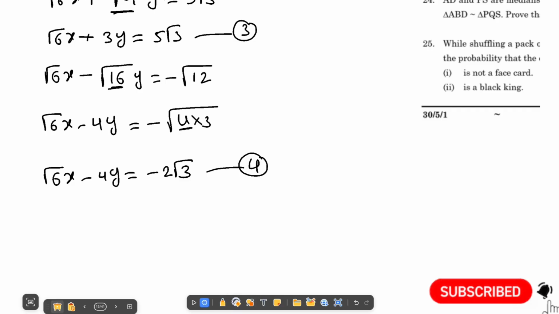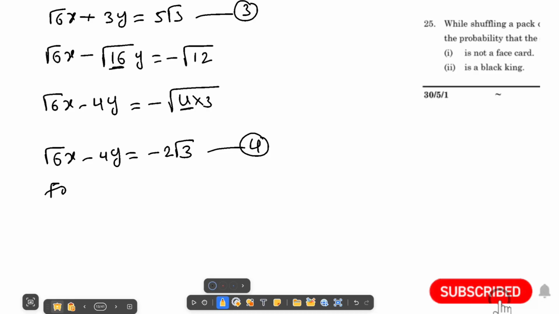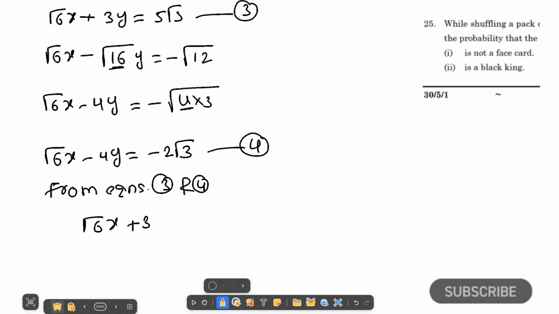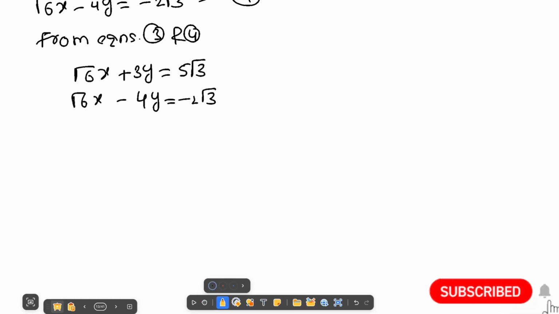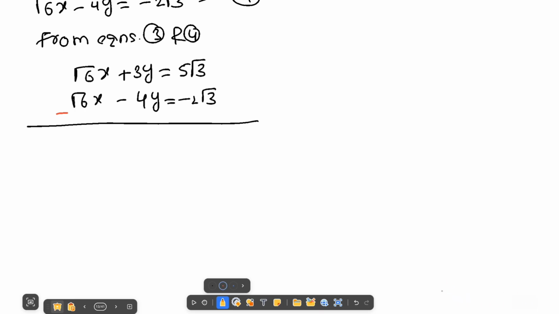So from equation 3 and 4, what we can write? Let's subtract equation 4 from equation 3. First write equation 3, root 6x plus 3y is equals to 5 root 3. Under that write equation 4, root 6x minus 4y equals to, under that write minus 2 root 3. Let's do the subtraction. So signs will change. This plus root 6x will become minus root 6x, and now this minus will become plus, and this minus will also become plus. Now add.